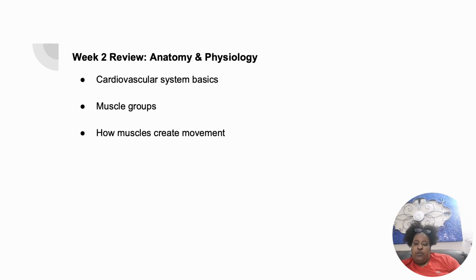In week 2, we reviewed the basics of the cardiovascular system: the heart, lungs, arteries, veins, and capillaries. We also covered major muscle groups and how muscles create movement through contraction. You should be able to identify which muscles perform certain actions, like bending the elbow or extending the knee. I highly encourage you to go back and look at those slides and review the major muscle groups as well.